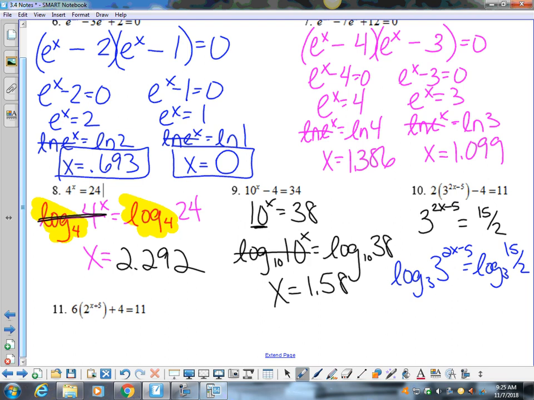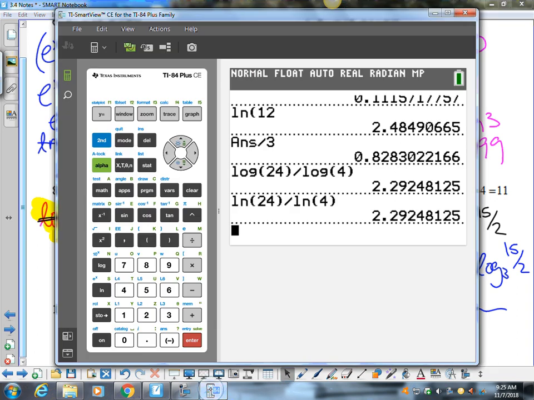So the log base 3 of 3 cancels. And the 2x minus 5 falls down, and I'm going to get some decimal. So I need log of 15 over 2 divided by log of 3. Try that again: log of 15 over 2 divided by log of 3.